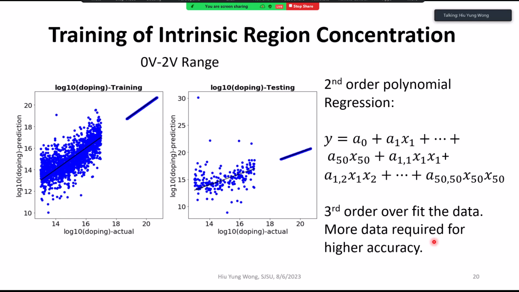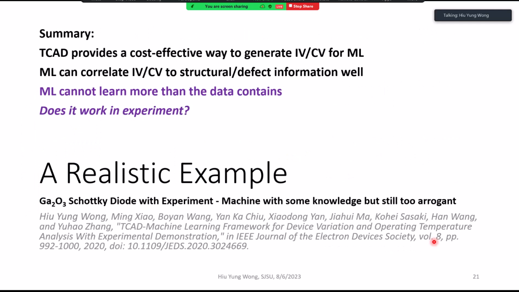Now, so that is the conclusion. But for those who know machine learning, you already know what the problem is, right? But I will talk about that later. But here, I just want to show one thing. The TCAD, or the simulation, can provide a very cost-effective way to generate the IV and CV curve, right? We can generate quickly. You cannot do this in experiment. We vary the structure, and we use this to train a machine.